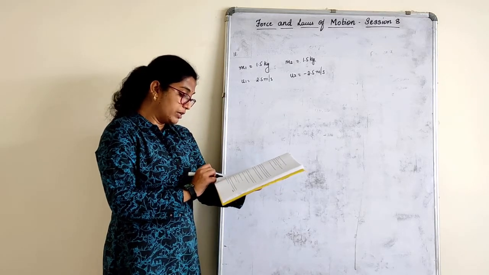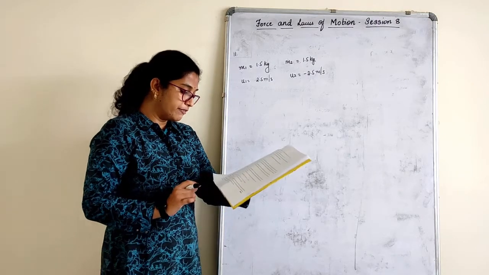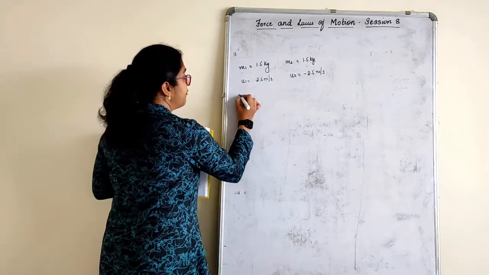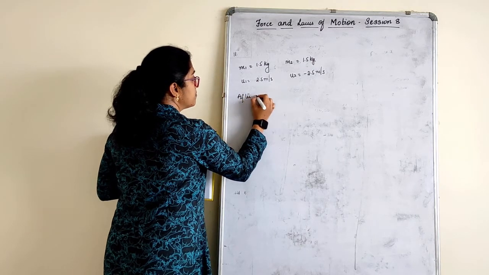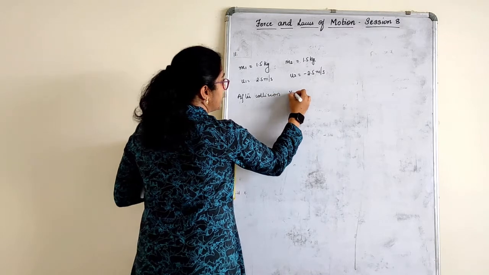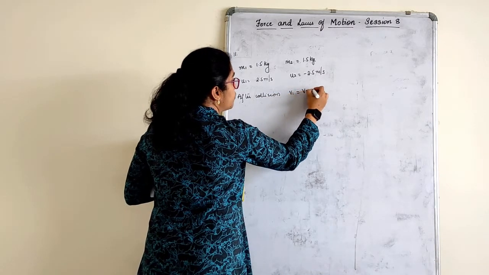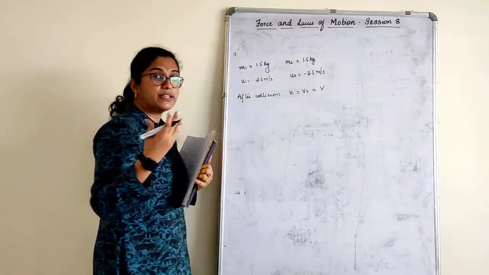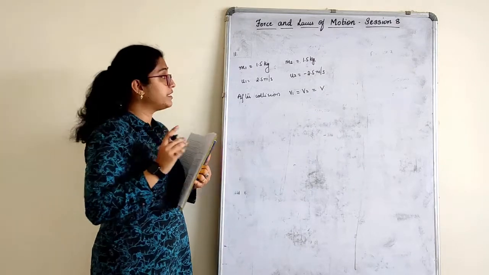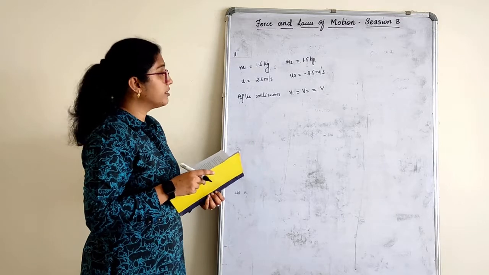Before the collision, when they stick together, what will be the velocity of the combined object after collision? So after collision, v1 will be equal to v2. Why? Because they both will have the same velocity. We have done this in all the previous sums. v1 is equal to v2. Now I think you have all the information here.